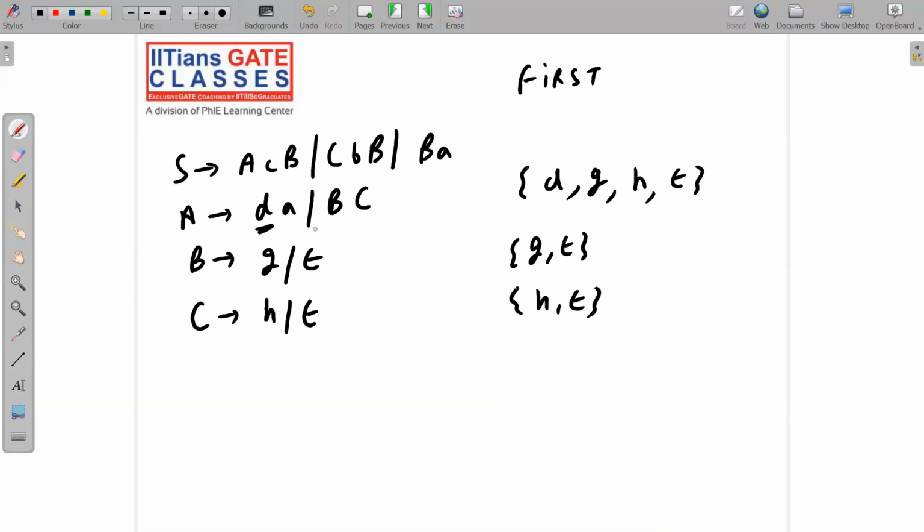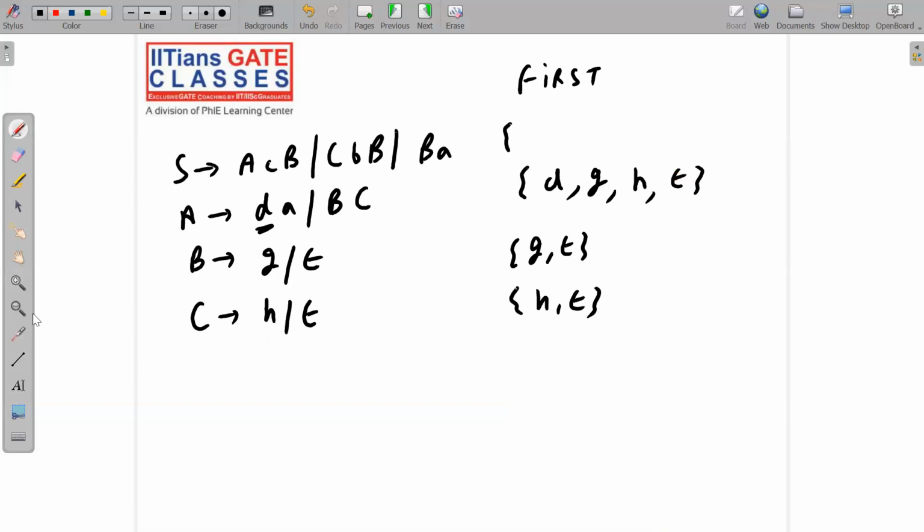According to the rules which we have told you, first of A is first of B. Now B is going to null, so I will consider the rest part. The rest part is C, so I will consider first of C. First of C is H. And since this is also going to null, I will consider the rest part. The rest part is nothing here. After C, nothing is present, so obviously we will take null. I hope I have made the point clear.